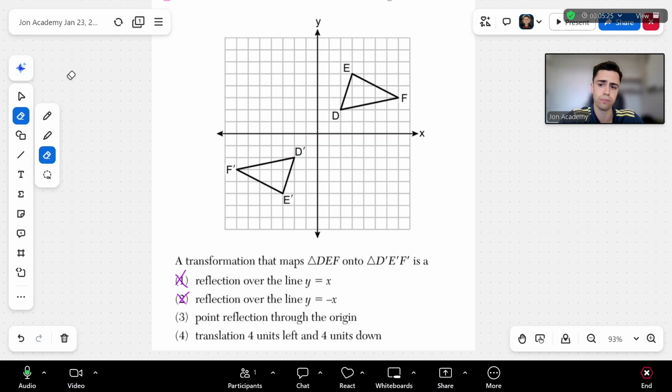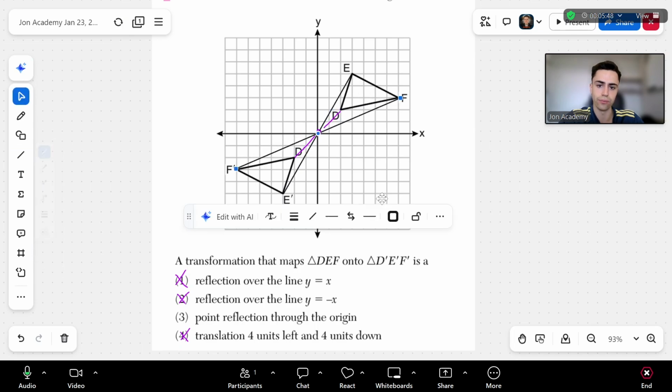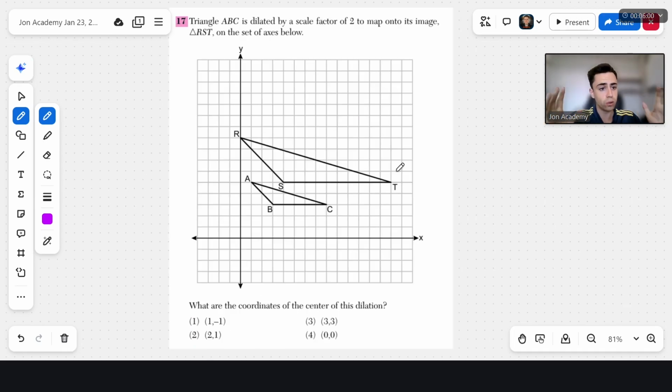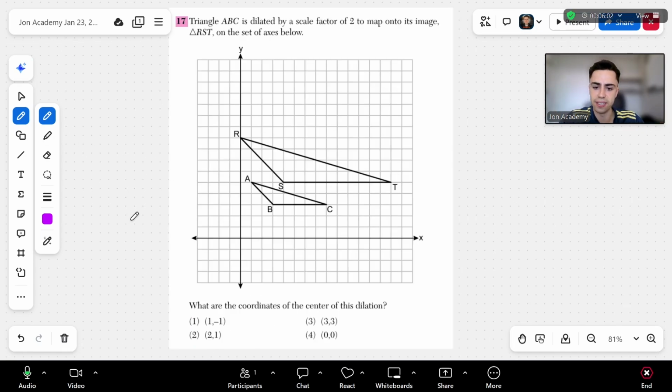So it's only one of the points, so we can discard the last one, and it will be a reflection through the origin. Why is that? Because the origin is this point at (0, 0), and we are at the same distance here, reflected, and then E, we can check, is also the same way around, and F is also the same way around. So it will be the third option here. We take that one. Now let's jump into the next one, number 17.